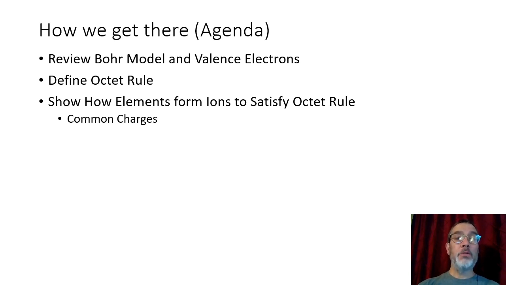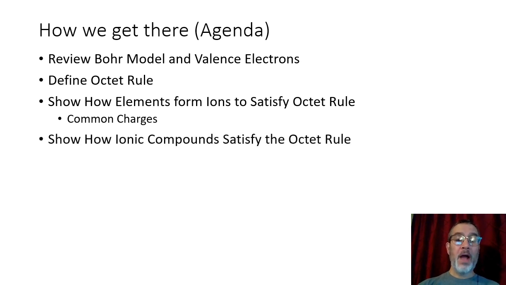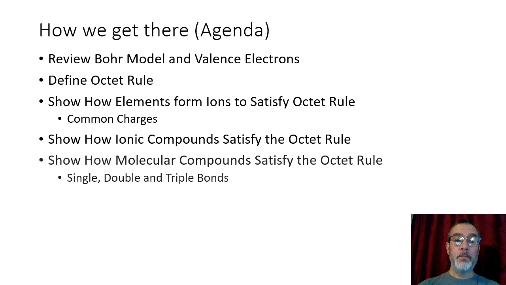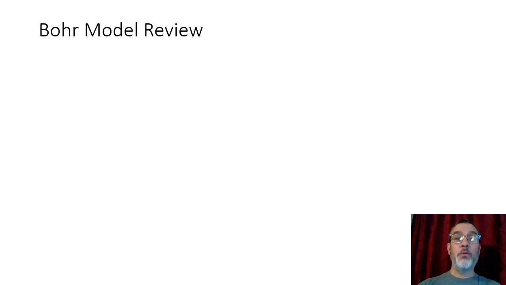And that way we will be able to identify common charges of elements within the periodic table. We're going to show how ionic compounds are going to satisfy the octet rule when various metals and nonmetals get together. And then we're going to show how molecular compounds are going to satisfy the octet rule with single, double, and triple bonds as those elements share electrons in order to form molecules. So let's start with a review of the Bohr model of the atom.